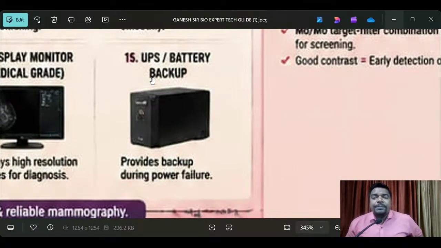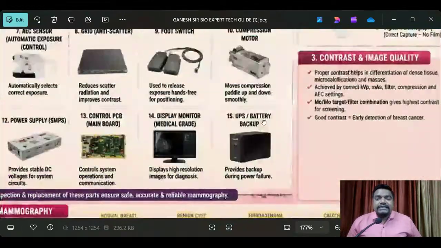And now come here, UPS battery backup. How it looks like. UPS provides backup during power failure. Okay, UPS is very important. You should recommend it. As a biomedical engineer, when you are going to attend the call, if you do not find a UPS, then you have to give the instructions. Definitely you should use the UPS. Okay, right, come on. So these are the accessories and the parts.